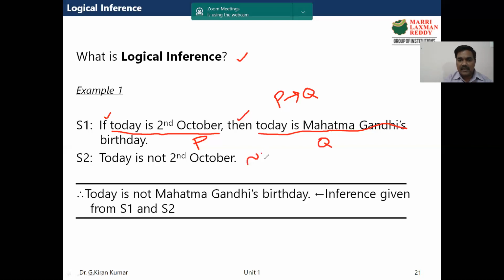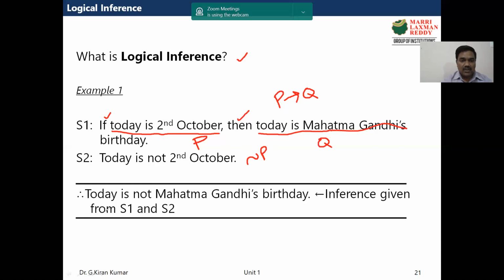So please understand. What is P? P is "today is 2nd October." And what is S2? "Today is not 2nd October." So they are negations of each other. Therefore, if "today is 2nd October" is P, then "today is not 2nd October" will be the negation. So my S2 becomes negation of P.